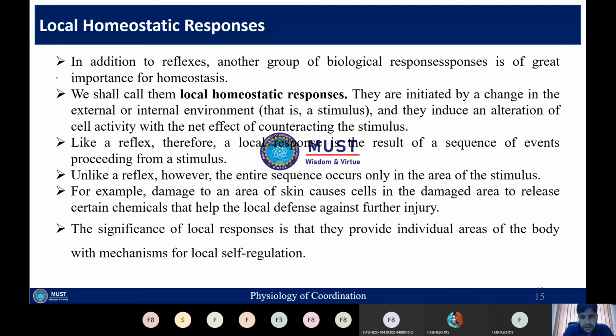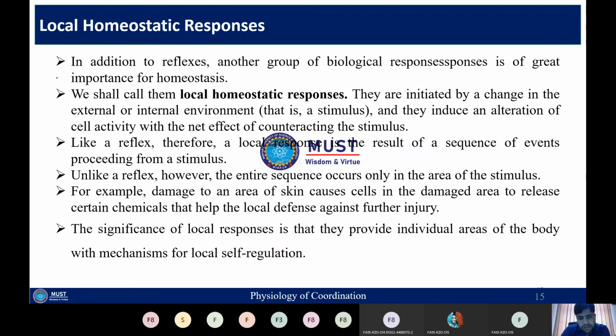Meaning those sequences of events will always be initiated from the stimulus and will end in the form of the response. Unlike the reflex, if we look at the local responses, the entire sequence occurs in the area of the stimulus. This is a very important difference between the reflex and the local homeostatic response: in case of reflex, a stimulus is detected elsewhere in the body, and the ultimate response will be produced by the body in some other cell.